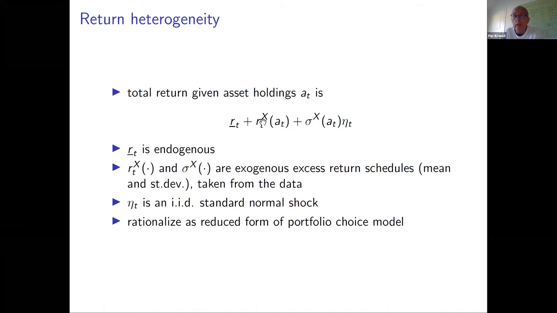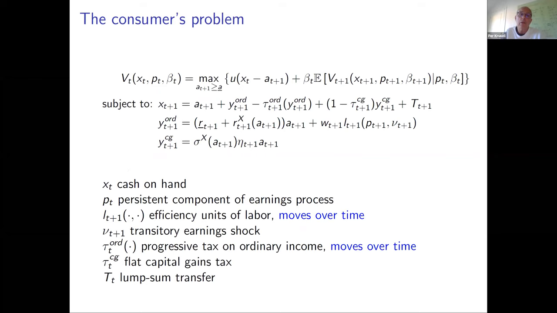And we're going to take them from data, and I'll tell you how. This is just fed in; it's what people get when they save A. They can't do anything about it. All right? So this is the consumer's problem, and as you can see, they're only choosing A at t+1. There's no other choice.